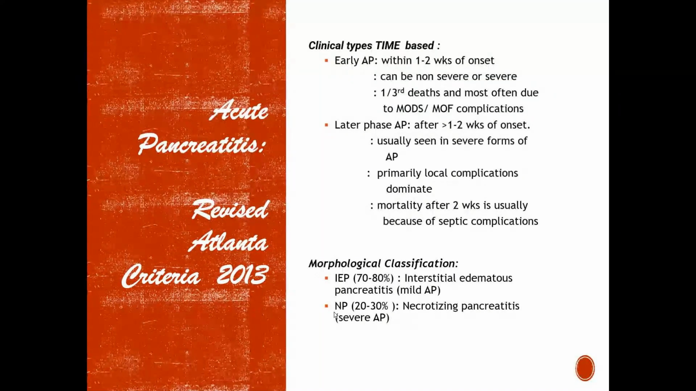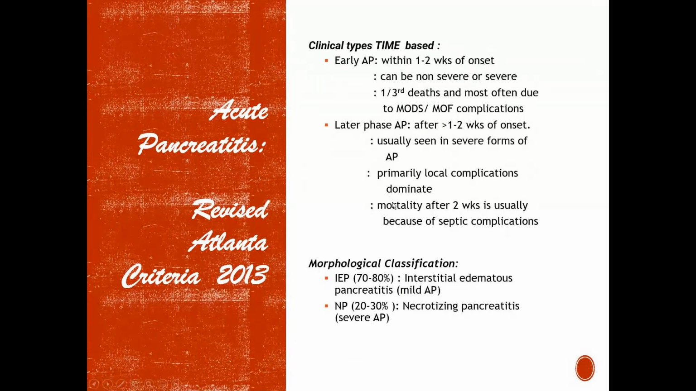So just two terms. More commonly, 70 to 80% of these patients of early, later, or patients who have got the mild or the clinical severity grade, they would be having morphological only two types. One, interstitial edematous pancreatitis, which is usually the mild variety, and the necrotizing pancreatitis, 20 to 30% occasion, usually the severe or the later phase variety, right? So that's a morphological classification.